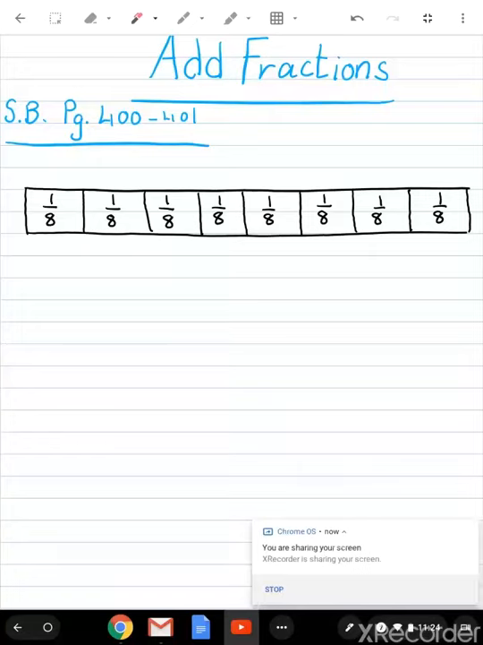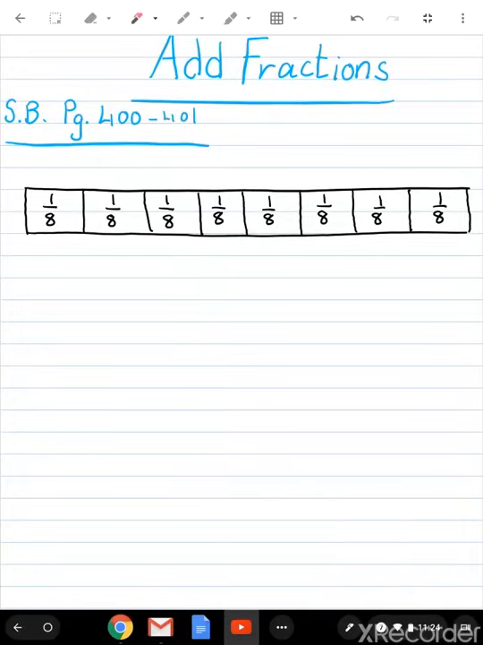Good morning, grade 3. Today we will learn to add fractions. You will find it in your student book, page 400 and 401. What do we mean by adding fractions and how will we do it?